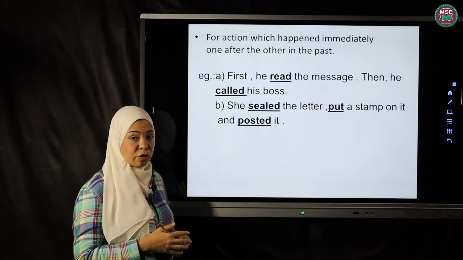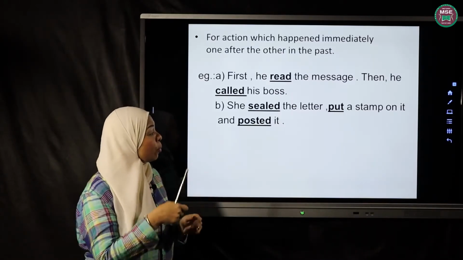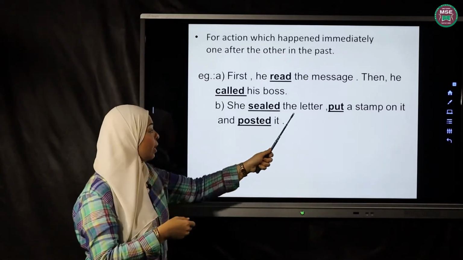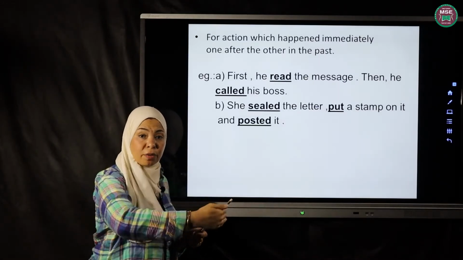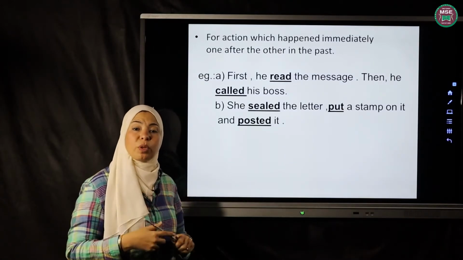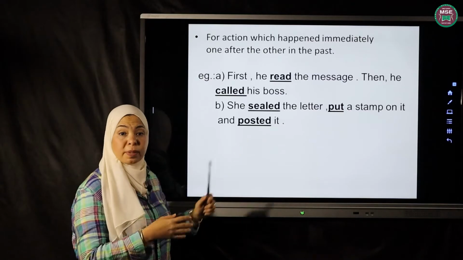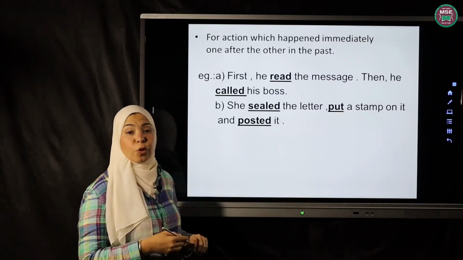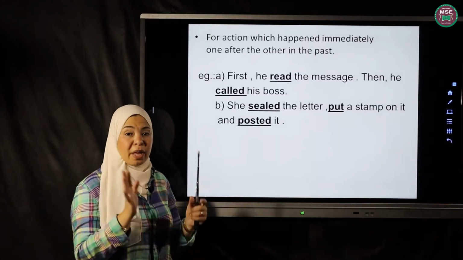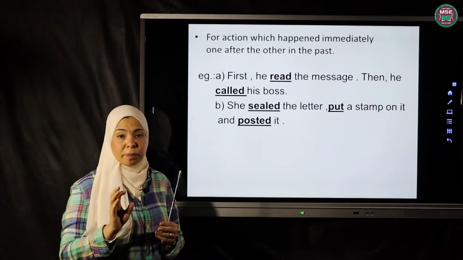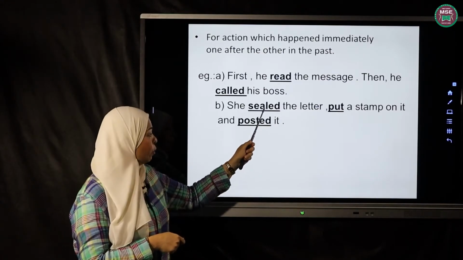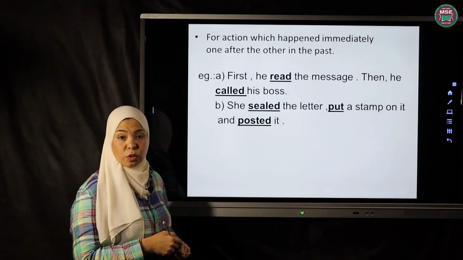Number 2, she sealed the letter. She sealed it, put a stamp on it. You know the stamp? Put the stamp on the letter and posted it. The three actions happened one after the other, spontaneously, without space or timing between each one of them. That's why I put the three verbs in the past. Here we have put. The past form for put is also put. It's put, as cut, shut. So we have some verbs where we don't change the past form of the verb itself, and the same for the past participle. Sealed is the past form for seal by putting ed at the end, and posted is for post.